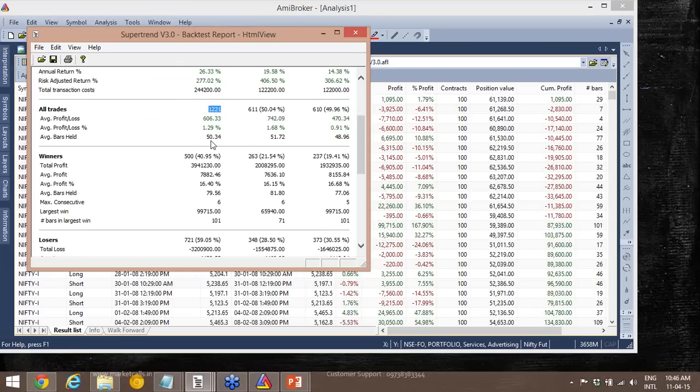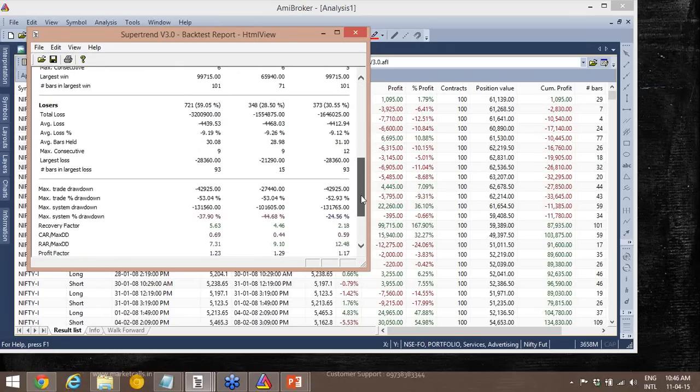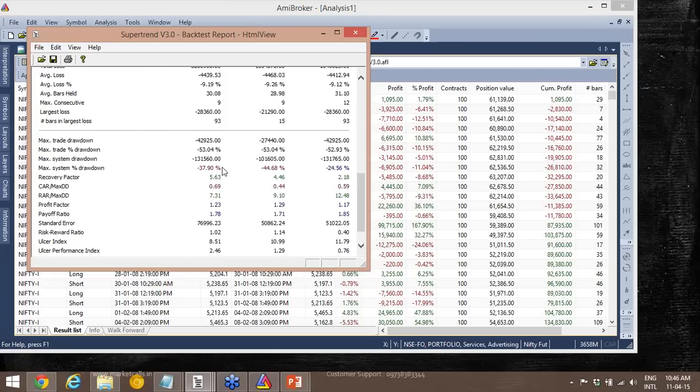You are saving a lot of money in brokerage, but slightly lower returns are here. Maybe that is because of a little bit of increased risk. When you look at the risk factor, you have slightly increased risk. Earlier it was minus 33%, now it is 37.90%. So if you want to trade the system, it is rated as slightly riskier compared to the 5-minute time frame.